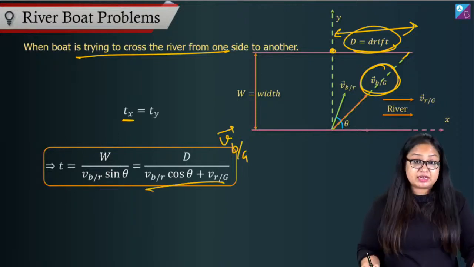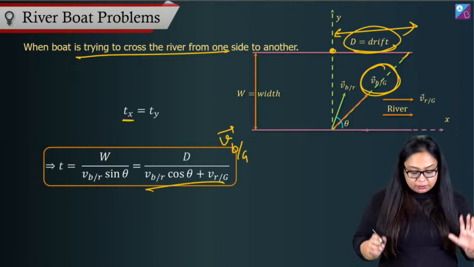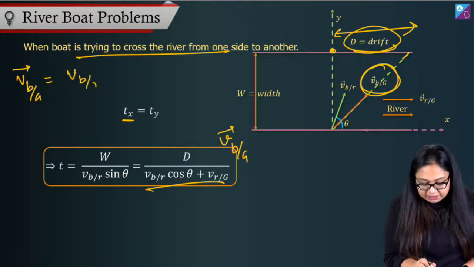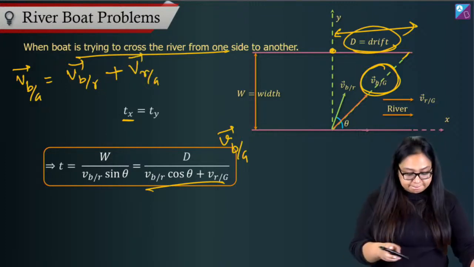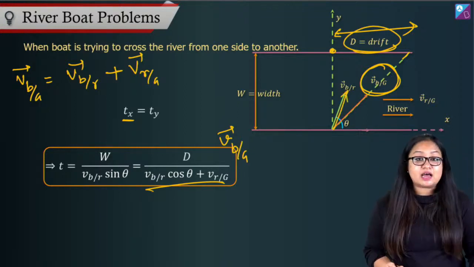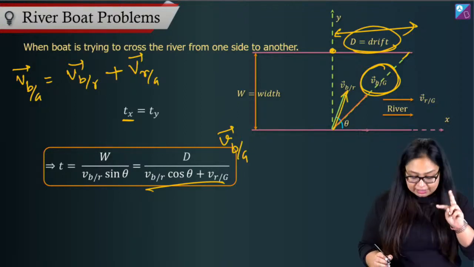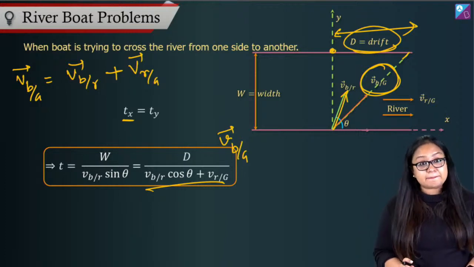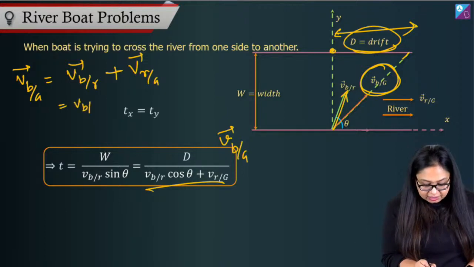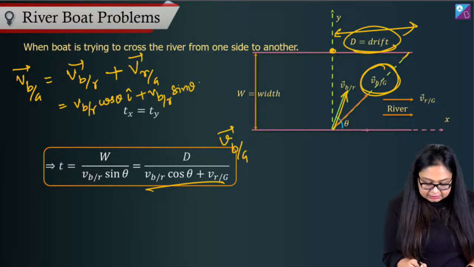cos theta plus VRG. What are we doing here? Again, I have velocity vector boat with respect to ground is equal to boat with respect to river vector plus velocity of river with respect to ground. Now, velocity of boat with respect to river is making an angle theta with x-axis, so it has two components: VBR cos theta i cap plus VBR sin theta j cap. So I'm going to say this is equal to VBR cos theta i cap plus VBR sin theta j cap.